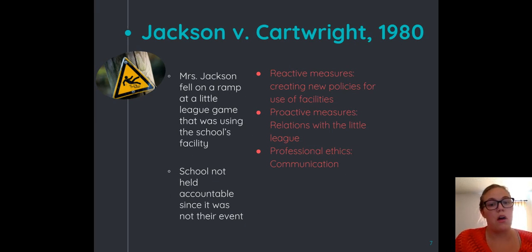Proactive measures, relations with Little League or people who are using the facilities. I think that building those relationships, and if that Little League person could have told somebody who was in charge of the facilities, then it would have negated that problem. And then that leads to the professional ethic of communication. A good professional can communicate and knows problems before they happen.